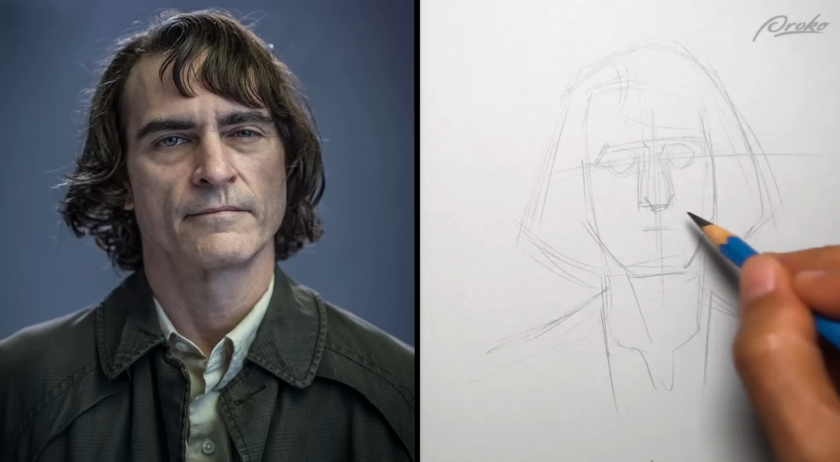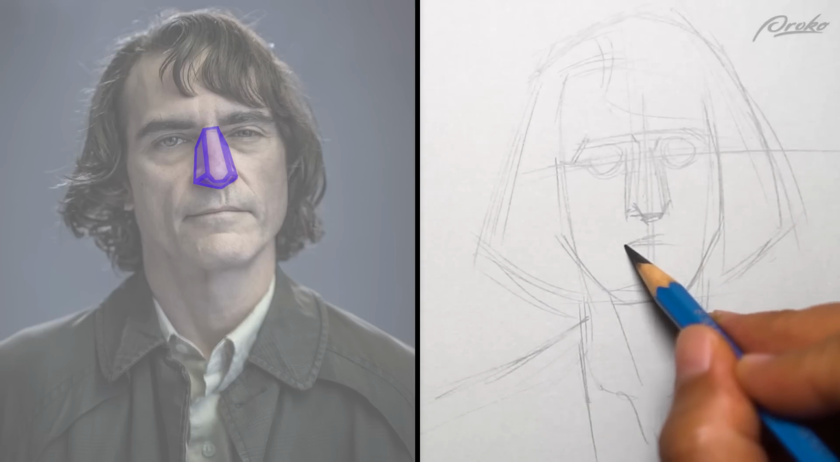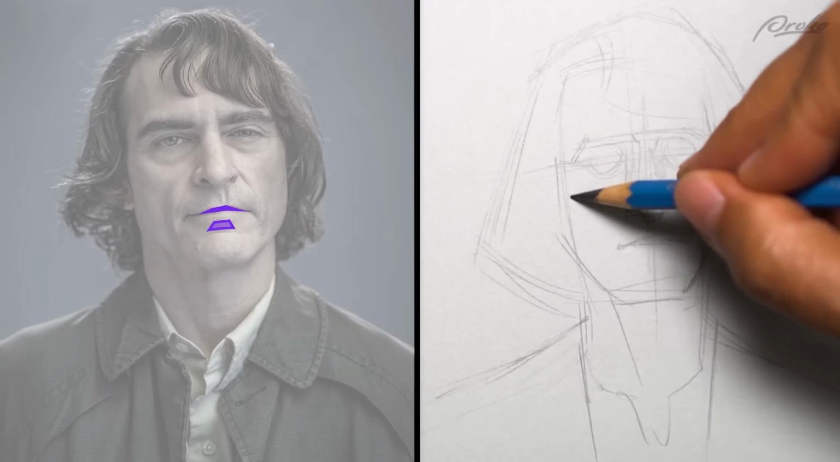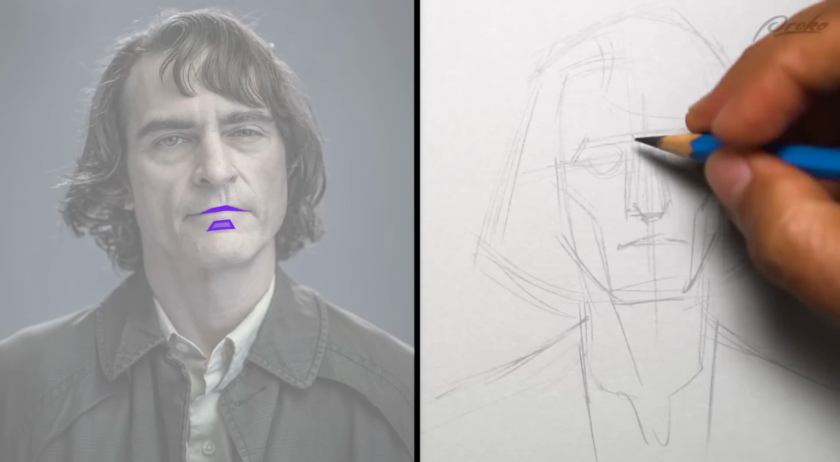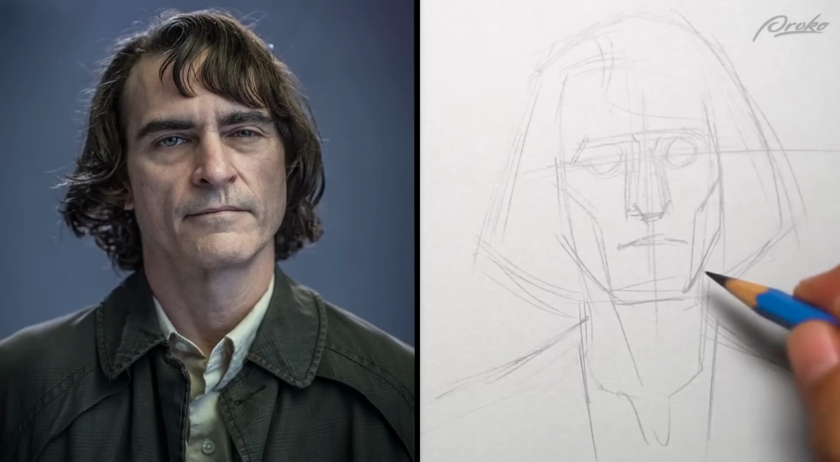And obviously things like the nose and also the mouth. So you got to be mindful of the shape of the mouth, the thickness, and its planes as well.